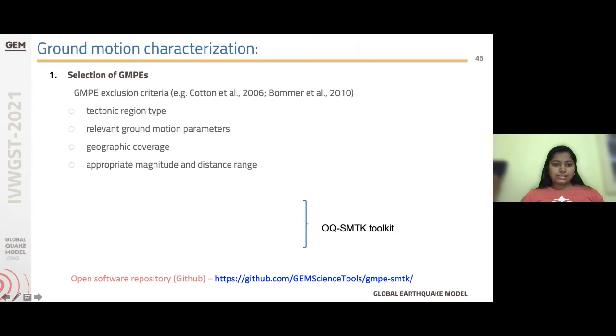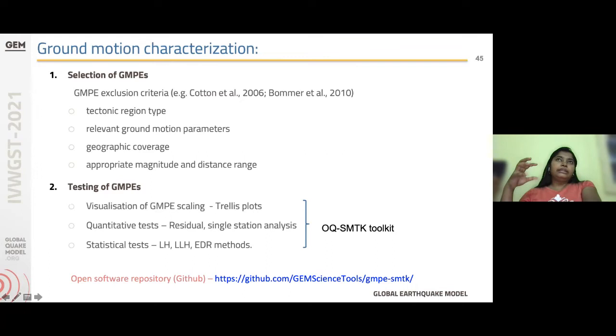Similarly, whenever we come to the selection of GMPEs, initially we have this huge set of GMPEs that are available today, thanks to the improvement of the ground motion recording networks. Some of the initial or preliminary screening criteria that we use while selecting a GMPE for a certain hazard study have been mentioned in some very famous articles by Cotton and by Bommer and many other related articles as well. These two are very prominent and they give you the list of criteria that every hazard modeler needs to go through for a preliminary selection of the GMPEs.